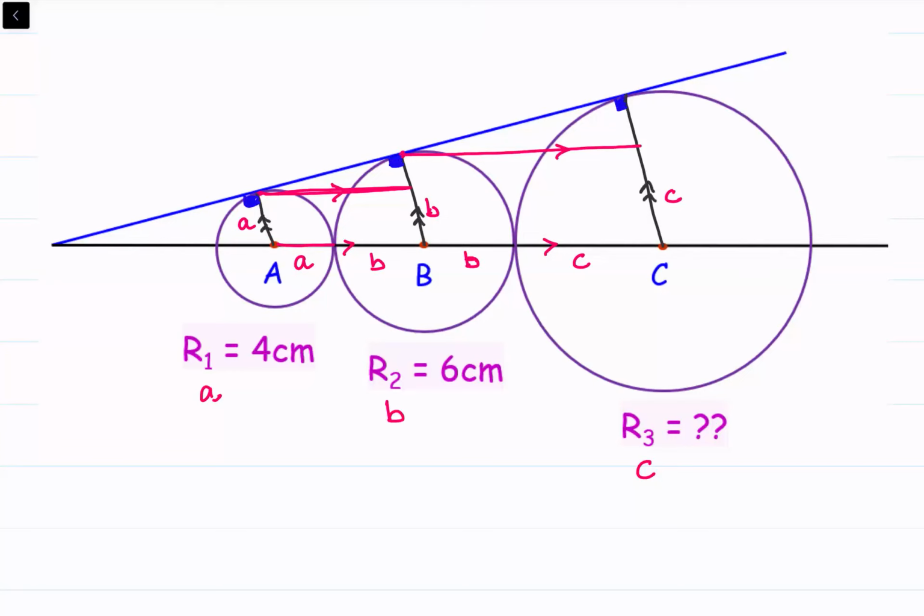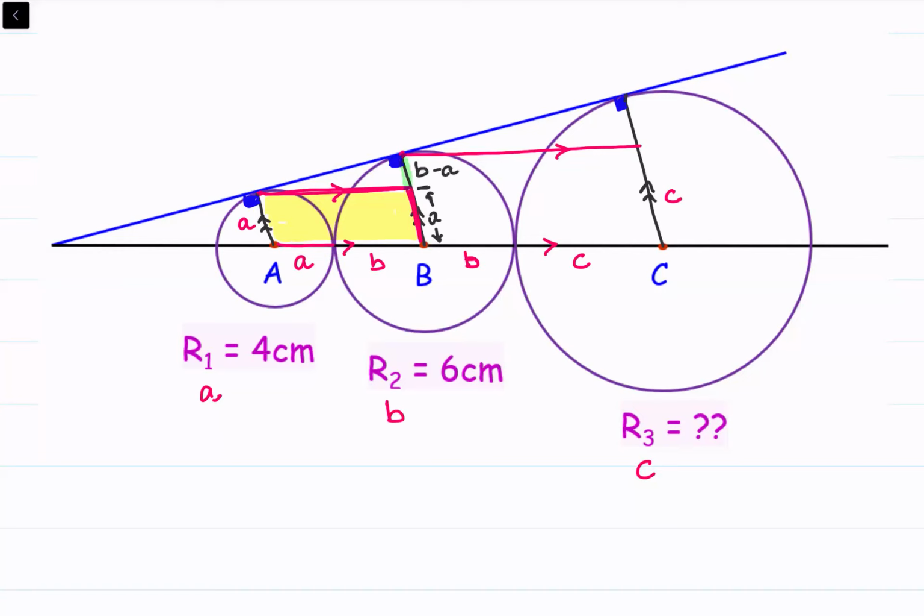Now, if you look at this particular figure, this quadrilateral has opposite sides parallel. So if opposite sides are parallel, then this is a parallelogram. In a parallelogram, the opposite sides are also equal. So we can say that this length here will be the same as A, and the length on top will be nothing but B minus A.